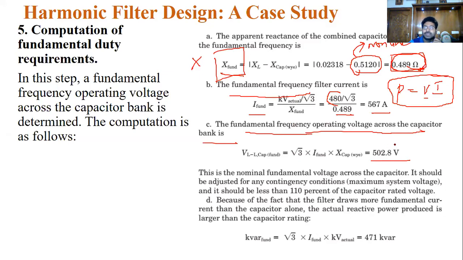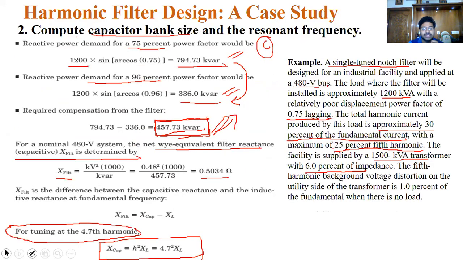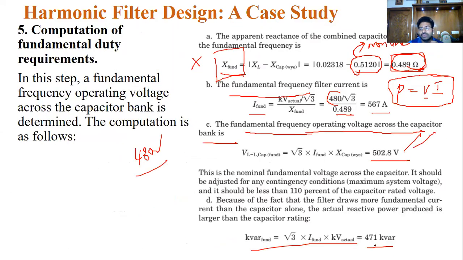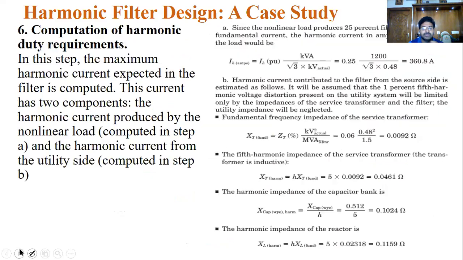Voltage across that capacitor, how much voltage are you considering? A 480 volts system. But what voltage rating of the capacitor do you require? This is the voltage rating of the capacitor you require. Under normal working conditions, now you can see the kVAR rating is 471 kVAR. But under fault, how much rating are you getting? You can see this case, yes, 457.3. Okay, 471 you require here under fundamental.